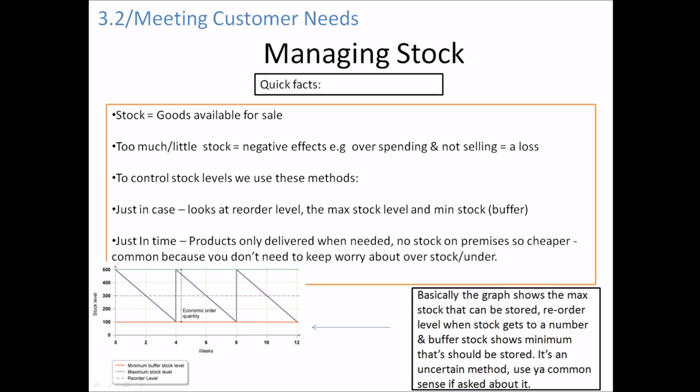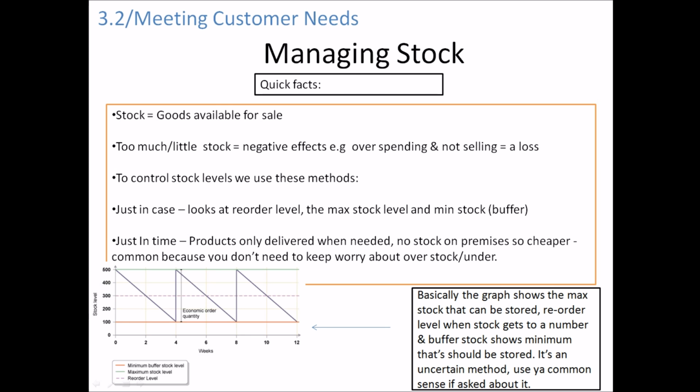I put a little graph there that you might see on the exam. You might be asked to draw stuff about it, and then a little explanation. Basically the graph shows at what point they should reorder, what's the minimum stock they should have in their business, and what's the most stock they can store in their business. And obviously this is an uncertain method, so use your common sense, as I've said there.